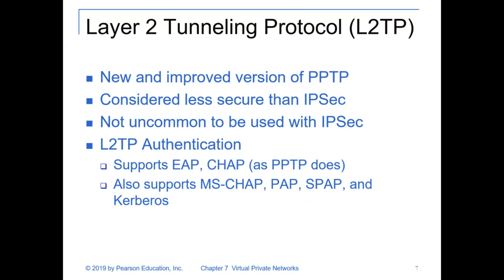Layer 2 tunneling protocol. This is a new and improved version of the PPTP. It is considered less secure than IPsec, and it's not uncommon to be used with IPsec. So essentially, it's going to be a newer and improved version of the PPTP. It does operate at the data link layer of the OSI model. Once again, the L2TP and the PPTP are considered less secure than the IPsec by many security experts.